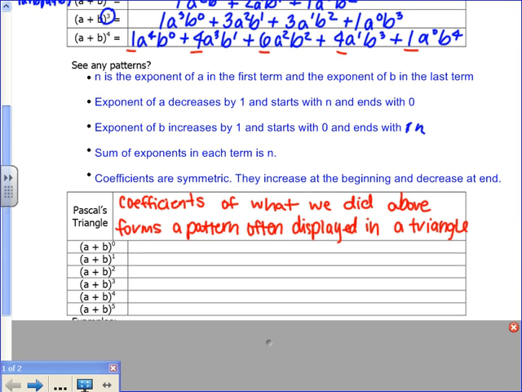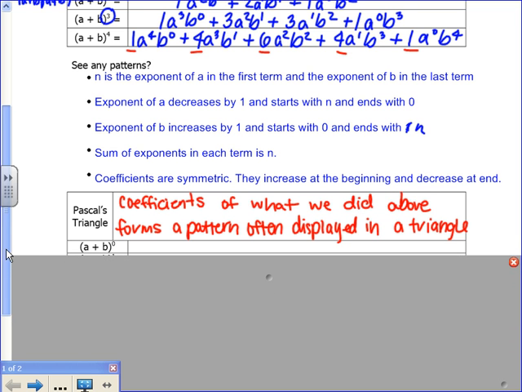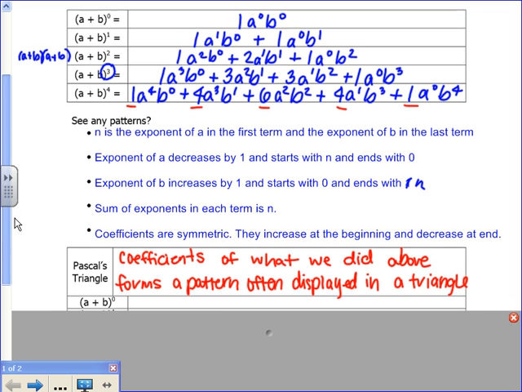And we're going to make that triangle right down here. So we are going to write down just the coefficients that you see from above. Just the coefficients. So basically taking away the plus signs, taking away the variables. So on the first line, a plus b to the 0, all we see is a 1. And we're going to write that 1 right in the middle of our triangle.